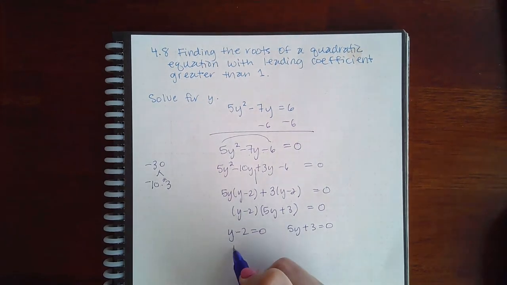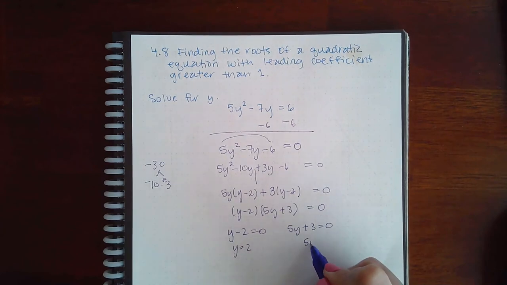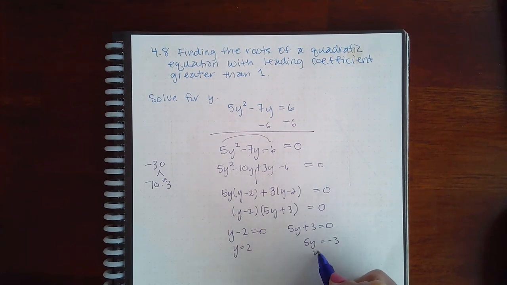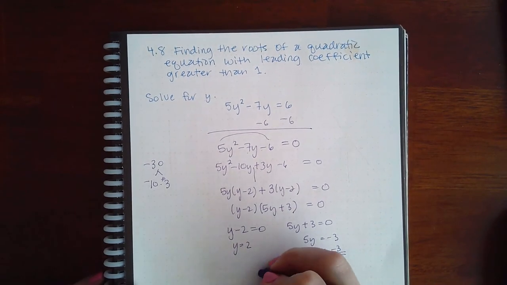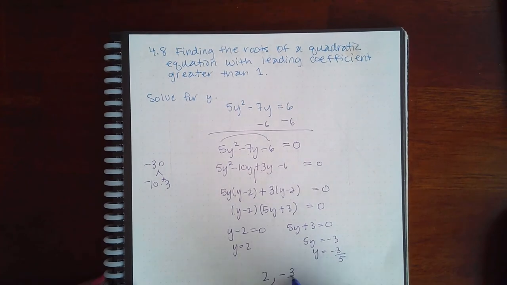And so here I'm going to add 2 on both sides, here I'm going to minus 3 on both sides, and then I'm going to divide by 5 on both sides. So I get two answers, positive 2 and negative 3/5.